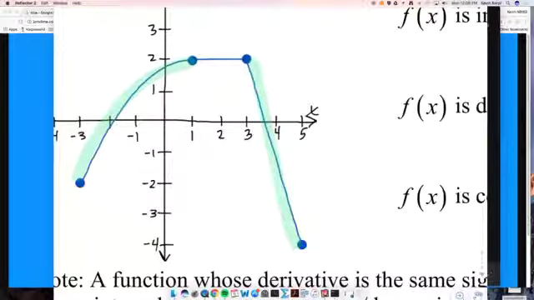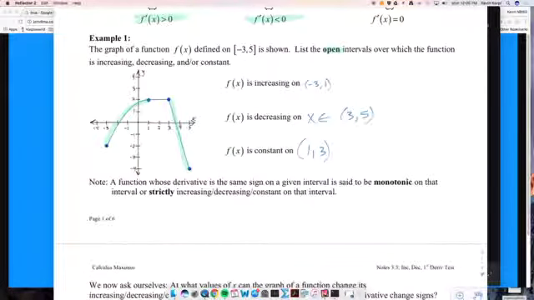Piecewise function. Yeah, this would be a piecewise function. So typically, if we have a graph that's generated by a single function, it's not going to have horizontal intervals unless it's a horizontal line.